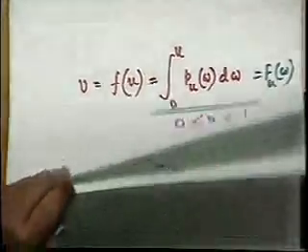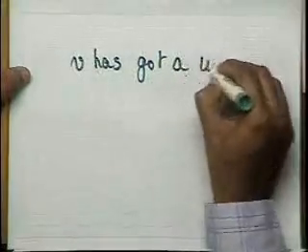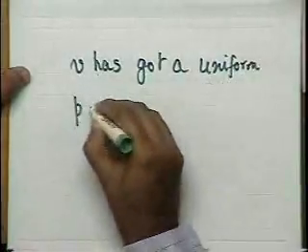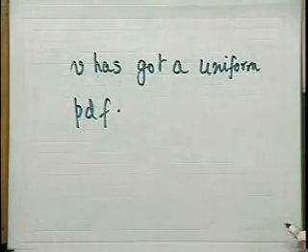Now it can be proved mathematically. I am leaving that proof to you as an exercise. It can be proved mathematically that this function v has got a uniform probability density function. So that means if we design a transfer function which is the same as the cumulative distribution function of the input variable, then the output variables which we get are uniformly distributed. Their probability density function is uniform.